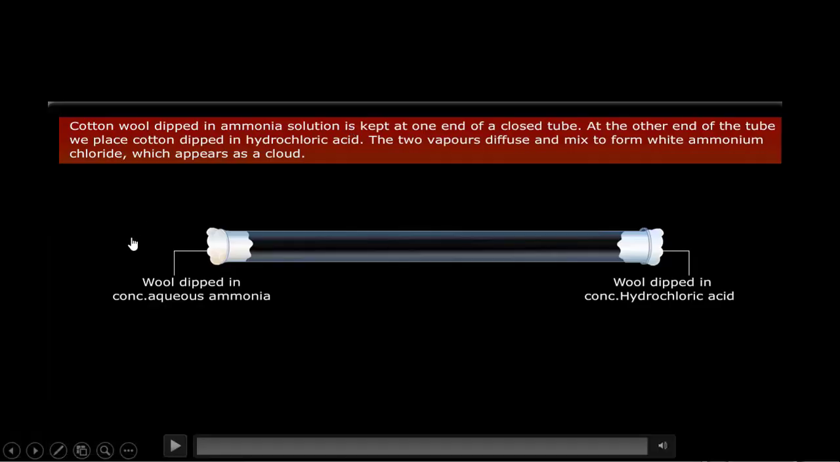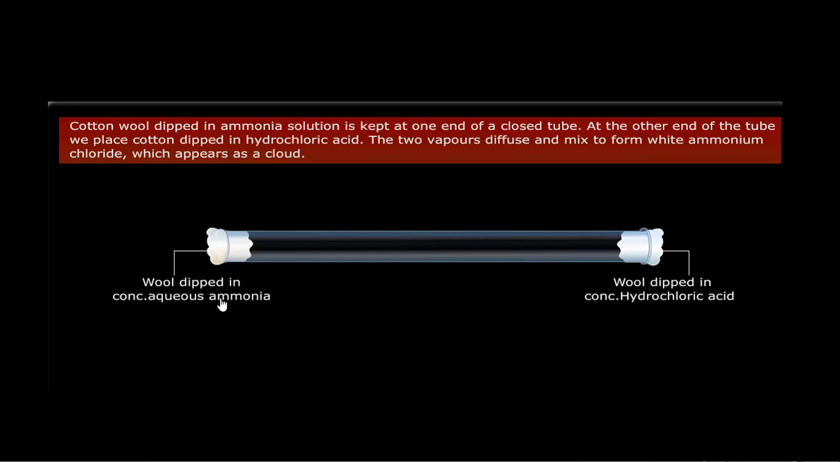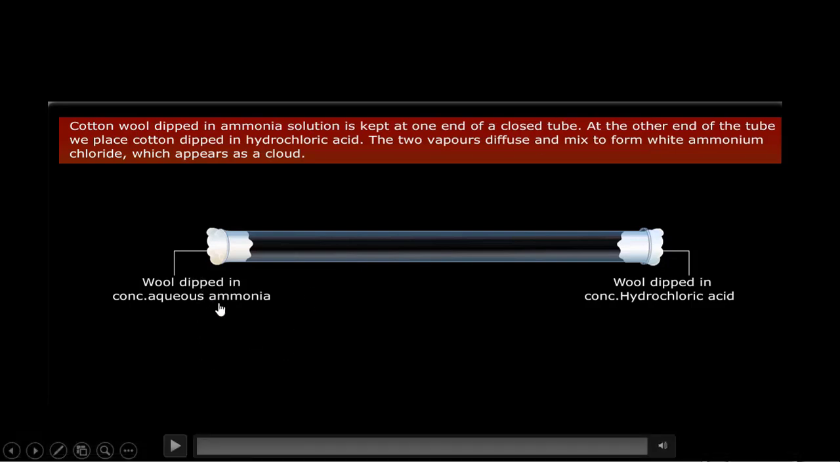Here is a small video to show how ammonia gas and hydrochloric acid gas diffuse, so that we see what will happen. Cotton wool is dipped in ammonia solution and is kept at one end of the tube. As you can see, it's on this side. At the other end of the tube, we place cotton dipped in hydrochloric acid. The two vapors diffuse and mix to form white ammonium chloride, this one here.